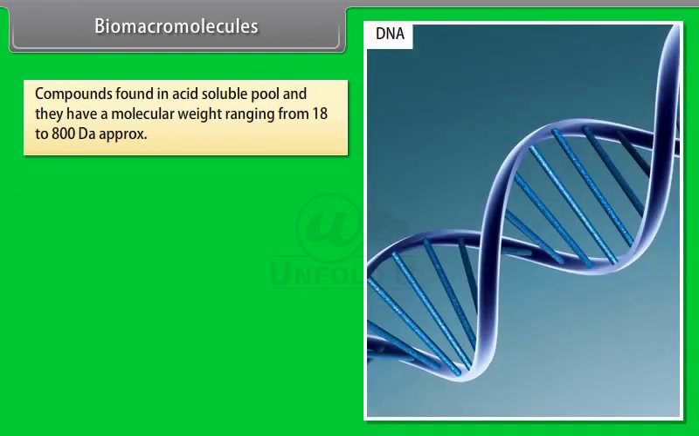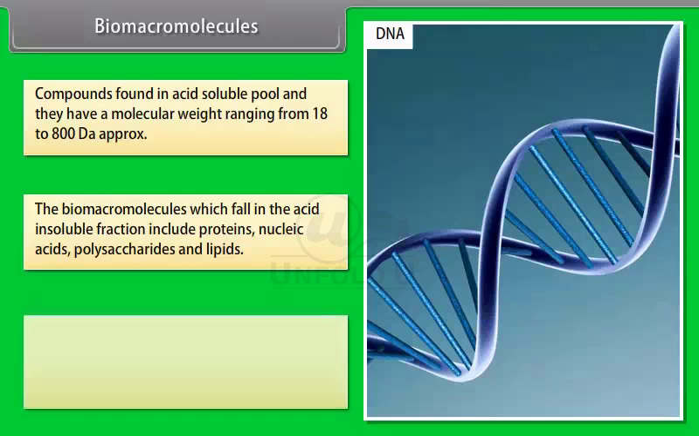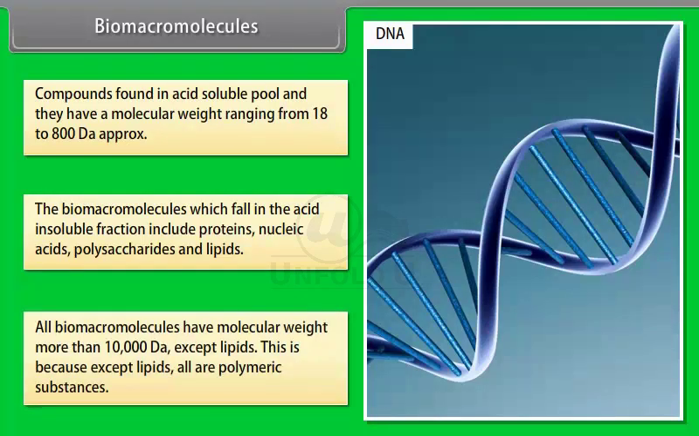Biomacromolecules. Compounds found in the acid-soluble pool have a molecular weight ranging from 18 to 800 Dalton approximately. The biomacromolecules which fall in the acid-insoluble fraction include proteins, nucleic acids, polysaccharides, and lipids. All biomacromolecules have molecular weight more than 10,000 Da, except lipids. This is because, except lipids, all are polymeric substances.